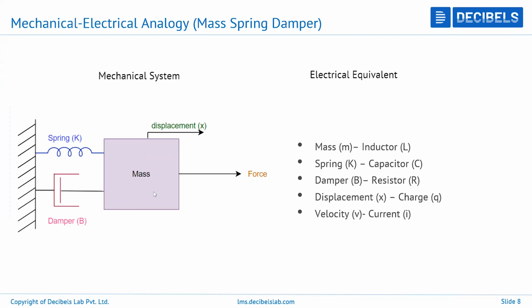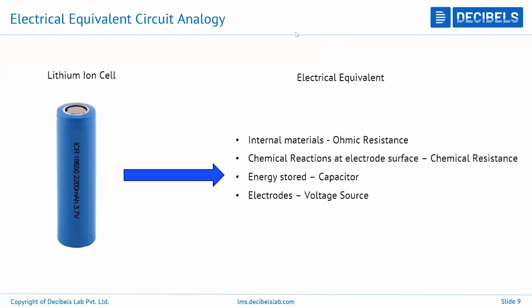So similar to this, we can also represent a simple or a single cell as an electrical system. Inside the cell, you can classify the complete cell model, or you can say the electrical cell model, like this. First, you start by categorizing the internal materials as ohmic resistance. This is nothing but your instantaneous voltage drop, which is caused by your ohmic resistance.